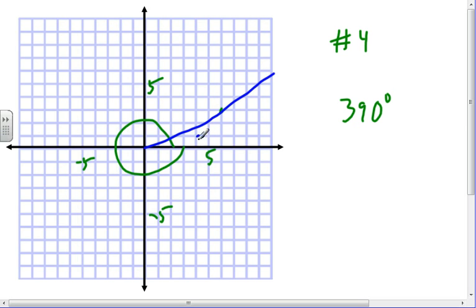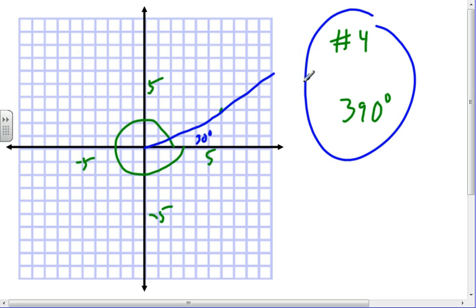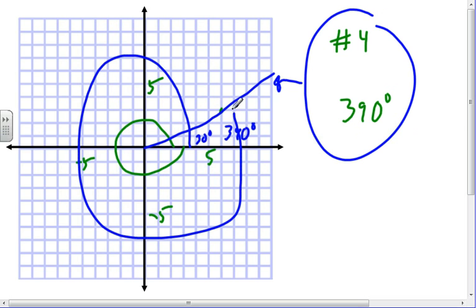Oh, much better. 30 degrees. Number 4. Oh, 390. 390 degrees. I come all the way around, all the way back. Oh, way to go. I went through the 390. Now you can't see it.